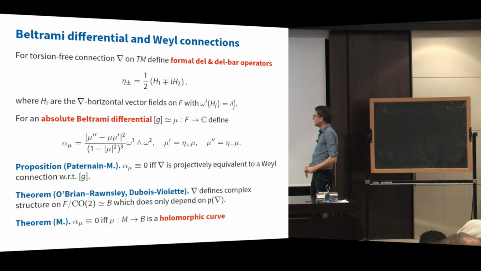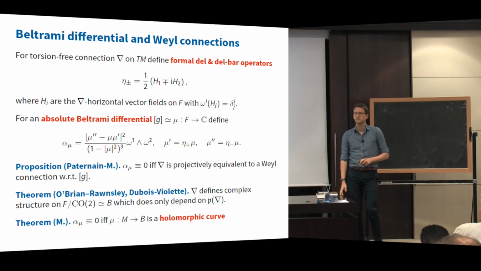Okay? And the observation is that a section here, which is nothing other than a conformal structure, is a holomorphic curve. So in the sense that the image of my section admits the structure of a complex one-dimensional submanifold, if and only if this two-form vanishes, or in other words, if my connection is projectively equivalent to a Weil connection. Okay? So in a way, mu is a holomorphic object.